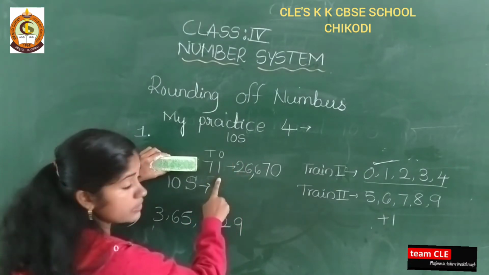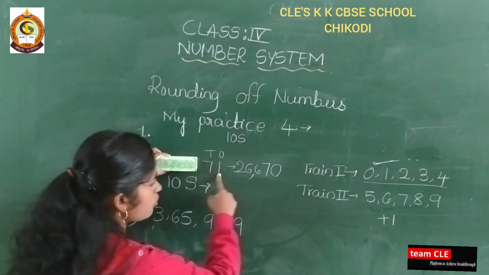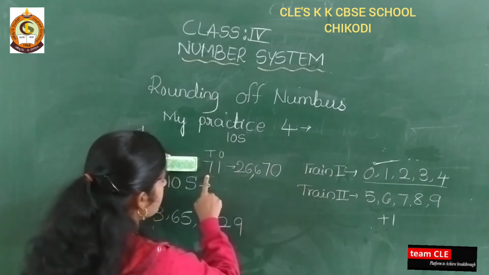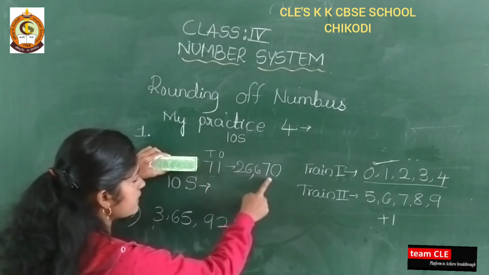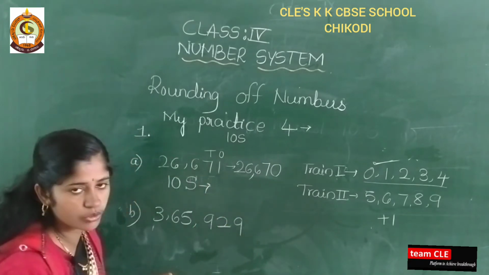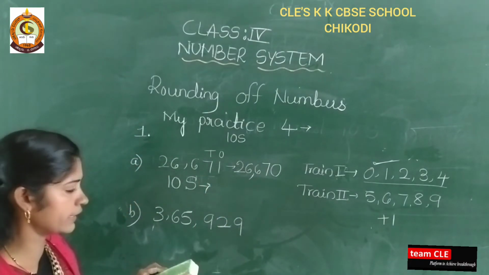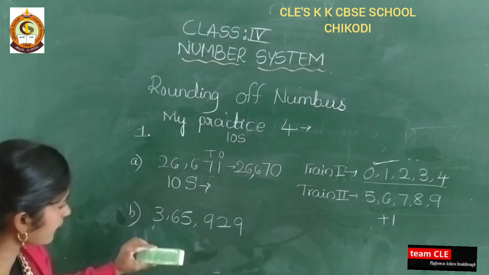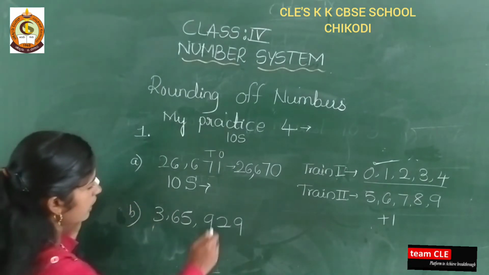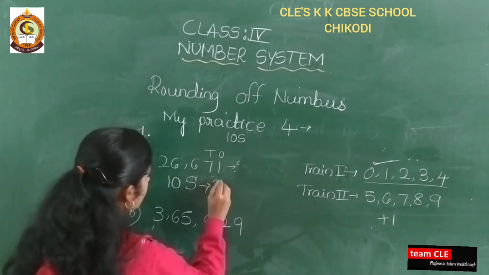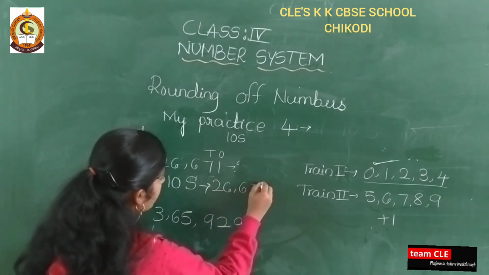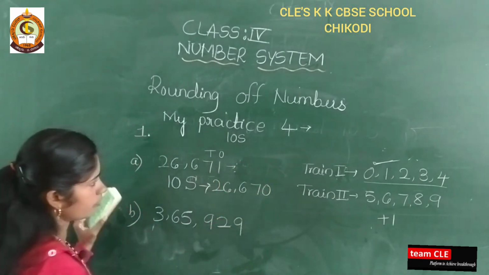Okay, tens is there, which means you need to see the ones place. So 1 will come in tray number 1. Then there is no need to add 1 here. Write 70 and the remaining digits also you have to write. Don't forget to write those numbers. Okay. Next, here one more is there, so I will write here only. 26,670 is the round off number.